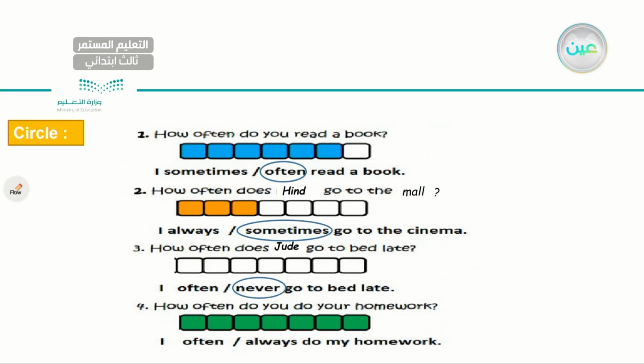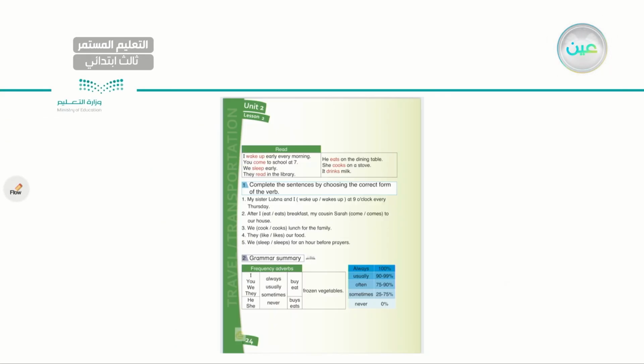Number 4. How often do you do your homework? I always do my homework because I have full. I will choose always, 100%. Very good, my dear students.